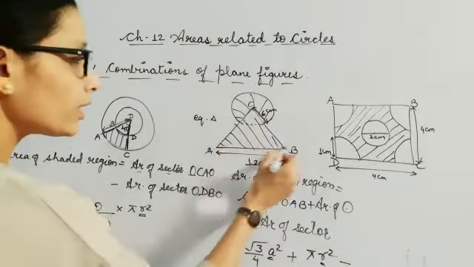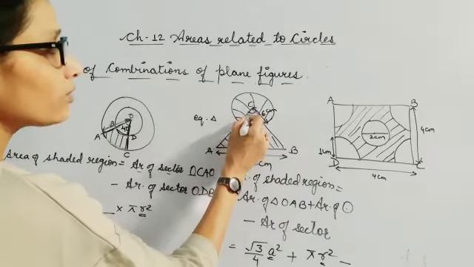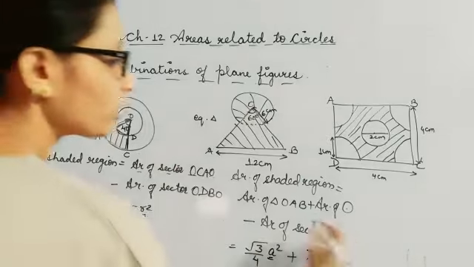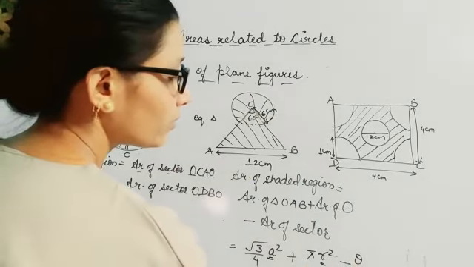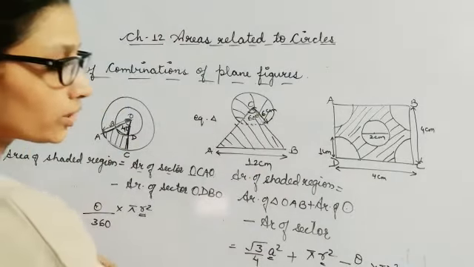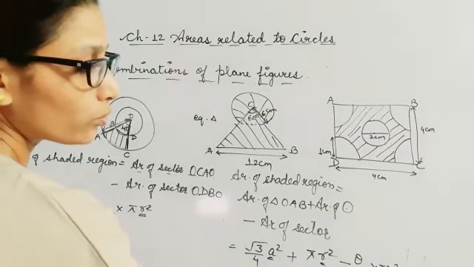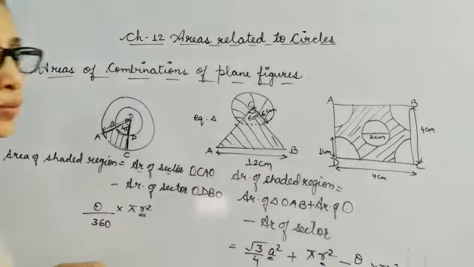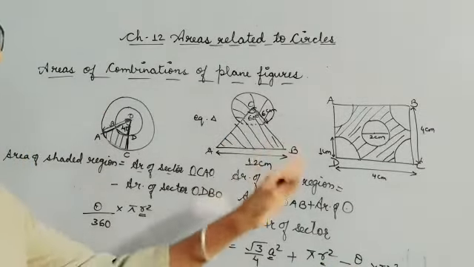Now this is an equilateral triangle, so this angle will be 60 degree. So indirectly you are given the angle. That means you will be writing it as theta by 360 into pi r square. So theta will be 60 upon 360 into 22 by 7, and what is your r? This is your r, so you will be taking r as 6 over here. Let's see the next part children.